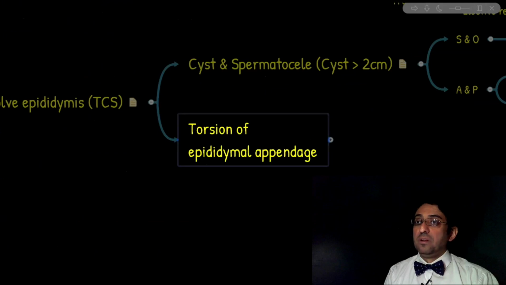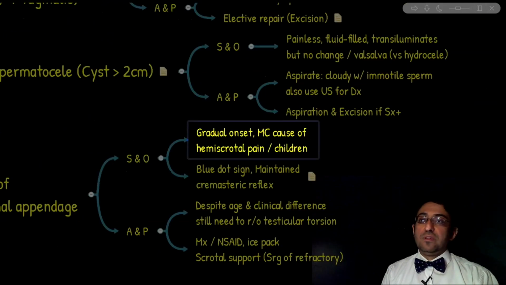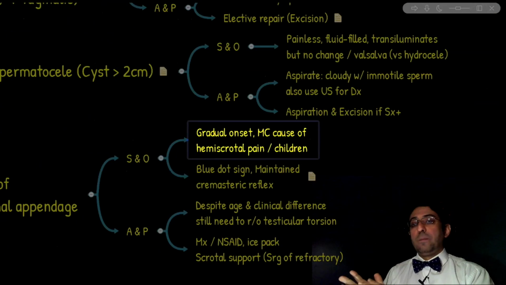Okay, now let's turn our attention to our final topic of this episode, epididymal appendage torsion, torsion of epididymal appendage. Now, what is the significance of this condition? You may think of it as a very uncommon condition, but that is totally wrong. Actually, epididymal appendage torsion is the most common cause of hemiscrotal pain in children. Hemiscrotal pain is caused by epididymal appendage torsion in children more commonly than any other condition.